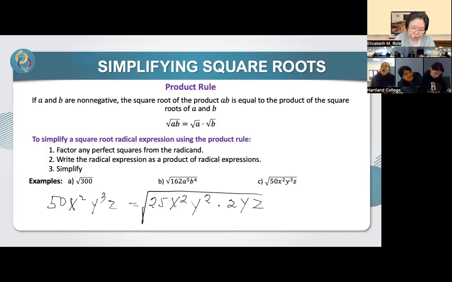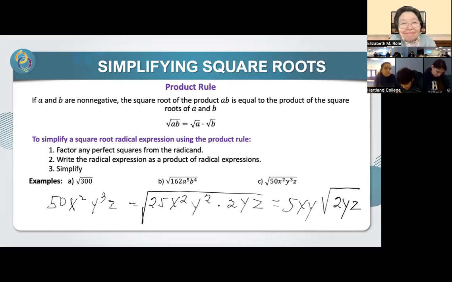And according to the rule of the product, you extract now the root of 25x squared y squared, which gives you 5xy. Then retain as radicand your 2yz. Is that okay? Yes, now I get it.